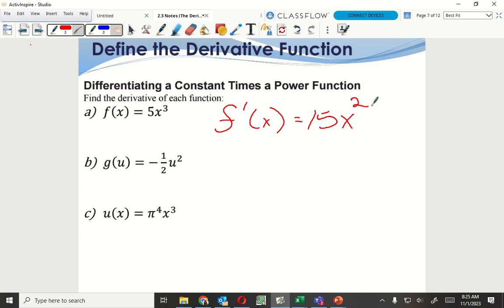Does that make better sense? Because if you had to try and read it in words, it doesn't really make sense. But seeing it in action, it's the same thing I showed you in the first place. Your power multiplied by the number out front, and then subtract 1 from the power.